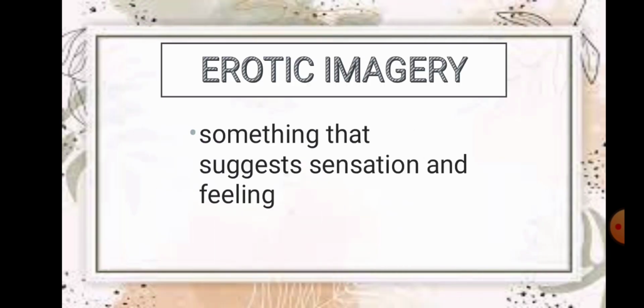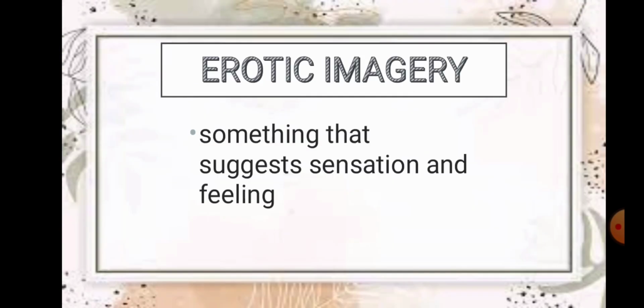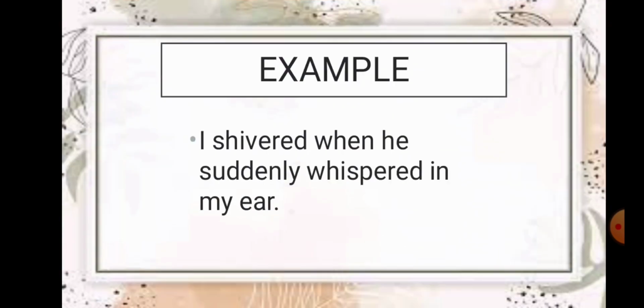Another one is the erotic imagery. Erotic imagery is something that suggests sensation and feeling. Example: I shivered when he suddenly whispered in my ear. As you can observe in erotic imagery, there is a result or outcome of what he feels. In this example, he shivered because he feels something. That's what is called erotic imagery. Just try to remember that erotic imagery suggests symbolism, settings, situations, and so on. So that's how we define the 7 imagery.